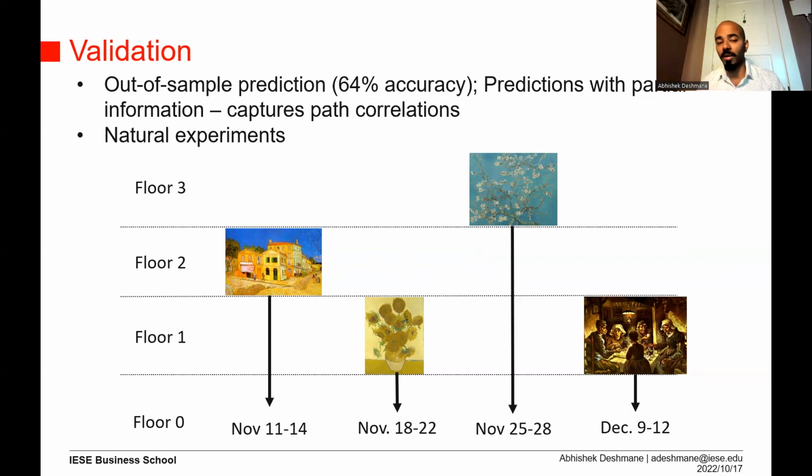in the transition probabilities. So, for example, Yellow House was moved in this particular week in November from floor number 2 to the ground floor. Sunflowers was moved in the following week from floor number 1 to the ground floor, and so on. And in the paper, we show how these changes are actually reflected in the way people move within the museum, so in their transition probabilities based on our model.